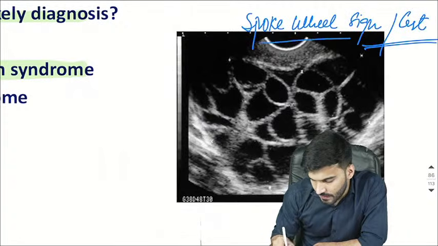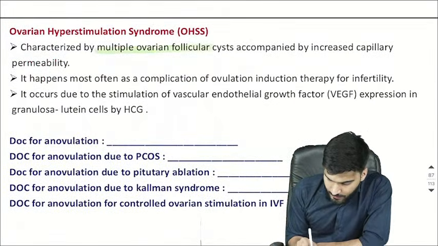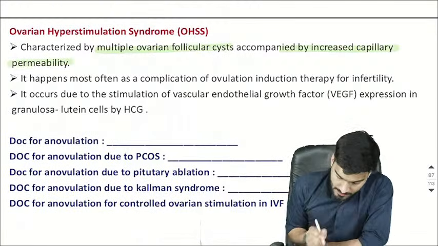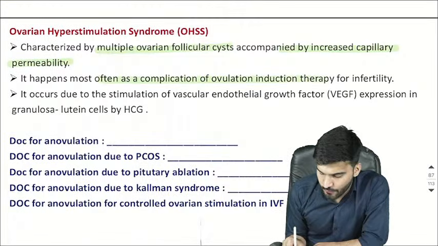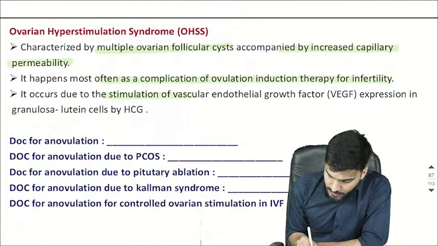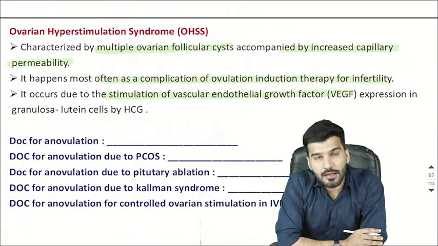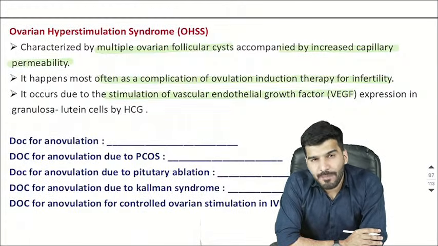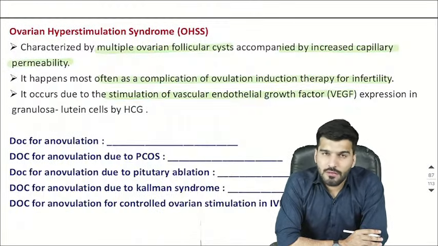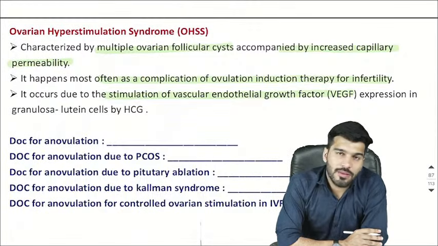Clear? Now next to that, always remember, OHSS is characterized by multiple ovarian follicular cysts accompanied by increased capillary permeability. It happens most often as a complication of ovulation induction therapy for infertility, and it occurs due to the stimulation of VEGF, that is vascular endothelial growth factor. Clear? So what are the features? Nausea, vomiting, bloating, and in severe cases there will be ascites as well. Treatment is IV fluids, and followed by that, if there is too much ascites, we have to give albumin therapy as well.